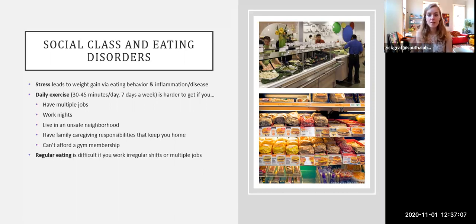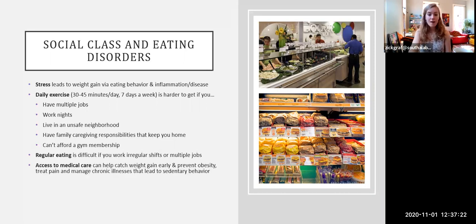We talked about how regular eating is one of the best ways to maintain a healthy weight and lifestyle. That's really hard if your job is irregular, if you have a lot of different jobs, if you work different shifts, or if you have these same family caregiving responsibilities that just make it hard to eat on a regular schedule.